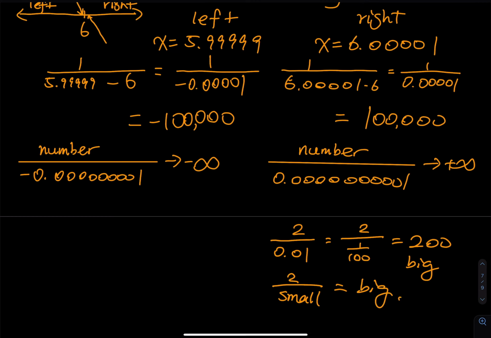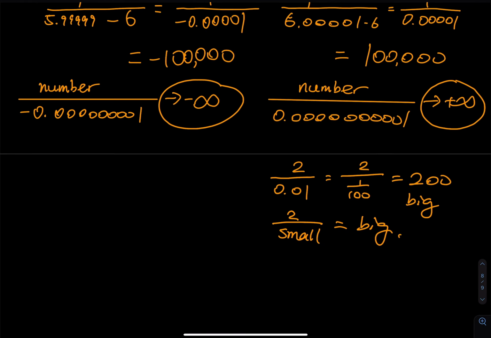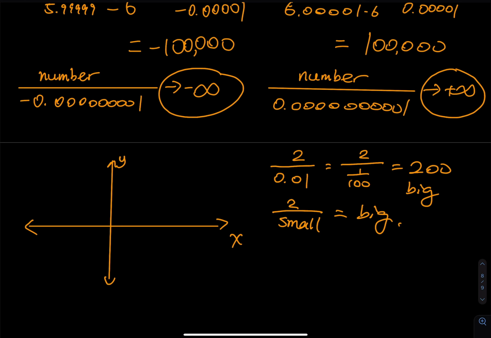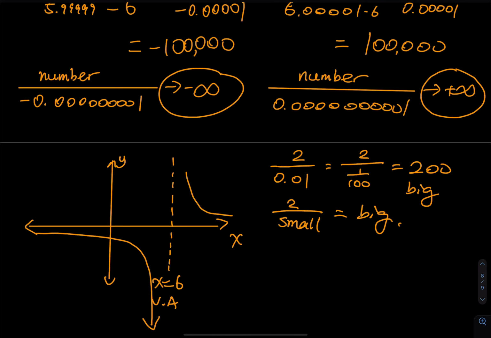This is what I want you to see. On one side, we have negative infinity. On the other side, we have positive infinity. Let's use a graph to support this. If you graph this function, this is what you expect to see. We have the x-axis and the y-axis, and 6 is a vertical asymptote. As x approaches 6 from the left, y goes all the way down to negative infinity. As x approaches 6 from the right, y goes all the way up to infinity.